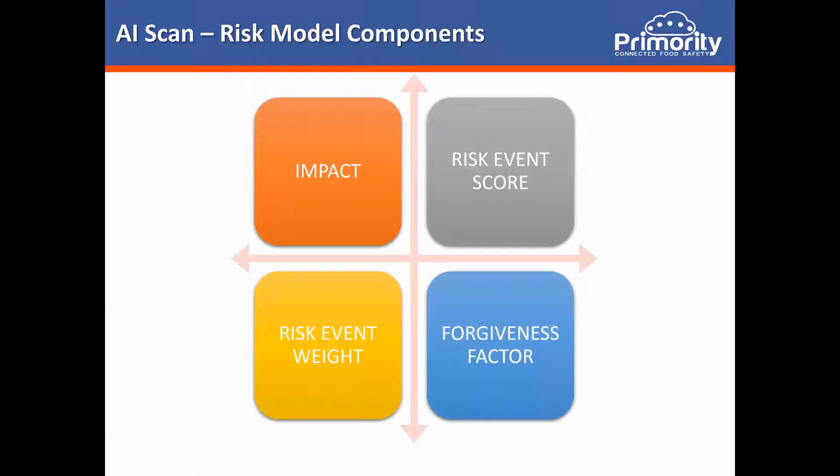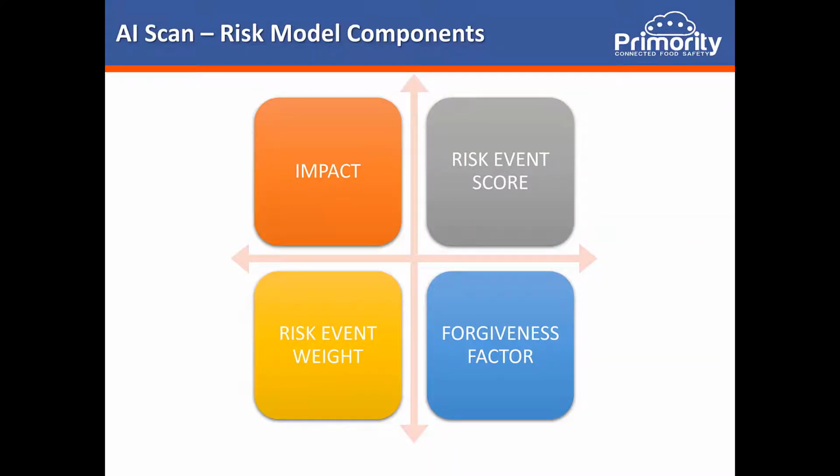Now, it's one thing knowing that there's a problem in your supply chain. It's a completely different thing to understand what it means to your business. So we have built a configurable risk model integrated into all of this, which allows you to assess the impact of a particular event on your business. A risk event score, which is driven by the performance of a particular supplier and the alerts and incidents that they've had over time, and the ability to set different weightings on different risk events, depending on how important these things are to you. Finally, we've introduced a concept called forgiveness factor.